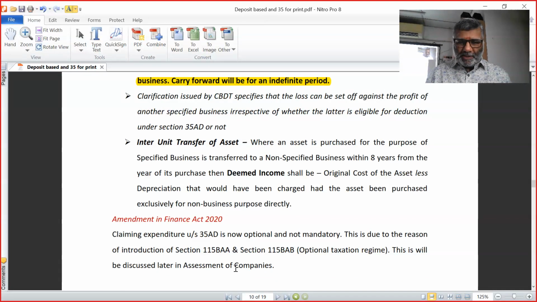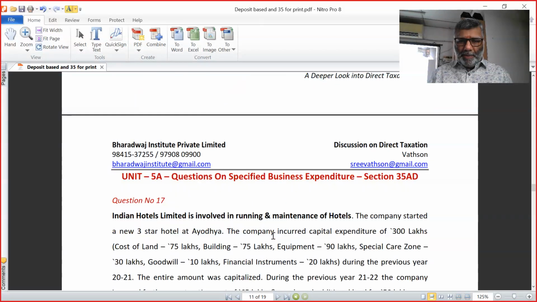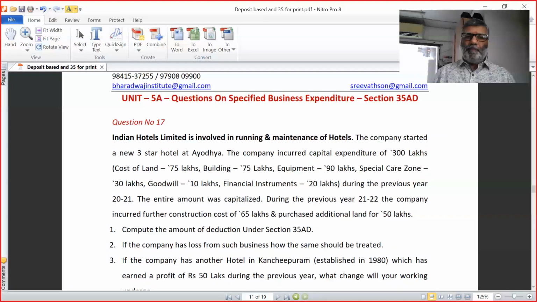Inter-unit transfers, etc., I will come to. Now, claiming 35AD is optional. I'll tell you why also. It's optional. When we go to 115BAA and 115BAB, we'll be clear.